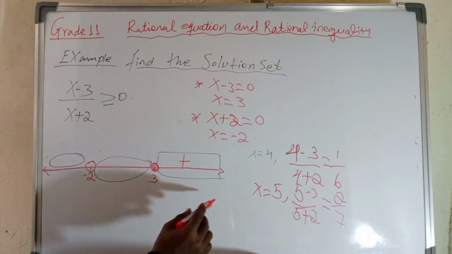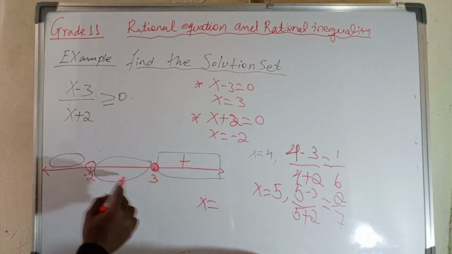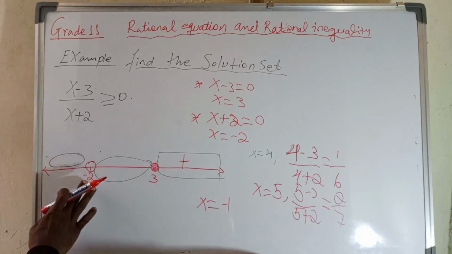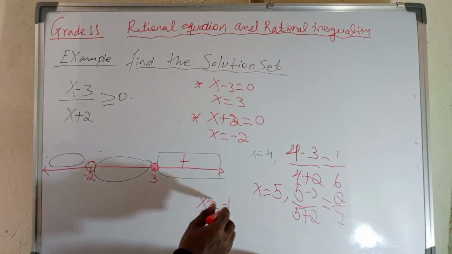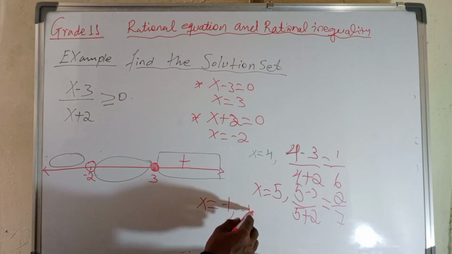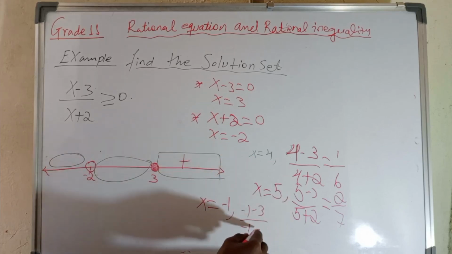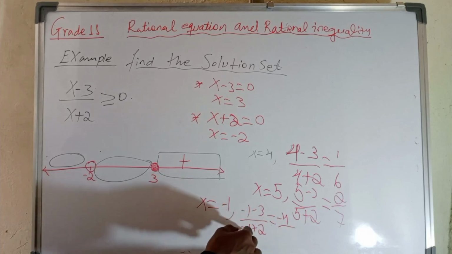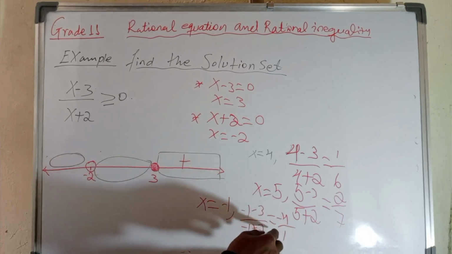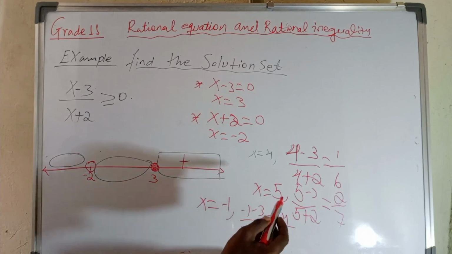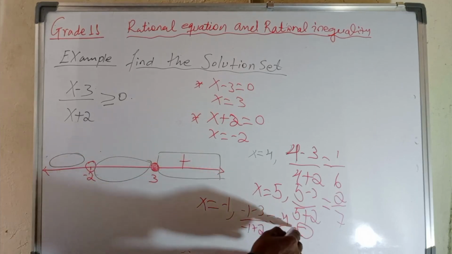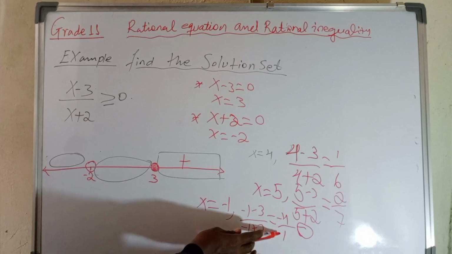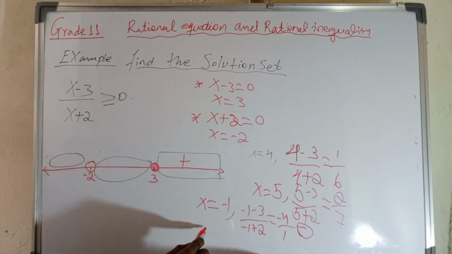Another, let's plug in a number between negative 2 and 3. Let's take x equal to negative 1. Negative 1 is between negative 2 and 3. Then we get negative 1 minus 3 divided by negative 1 plus 2. Negative 1 minus 3 is negative 4. Negative 1 plus 2 is positive 1. Negative over positive, we get negative. Yes?